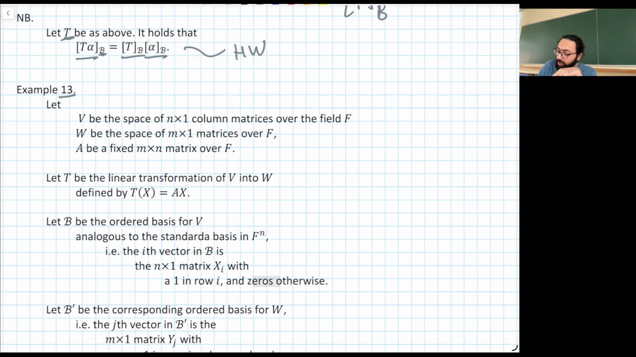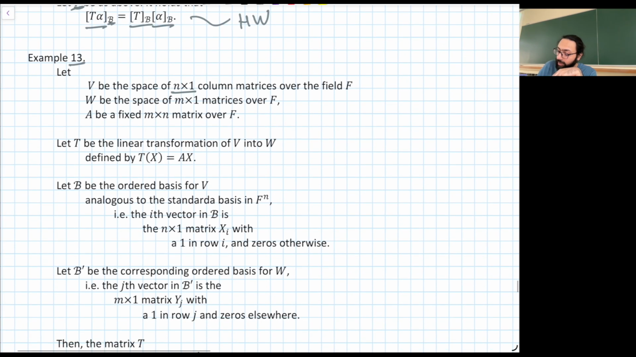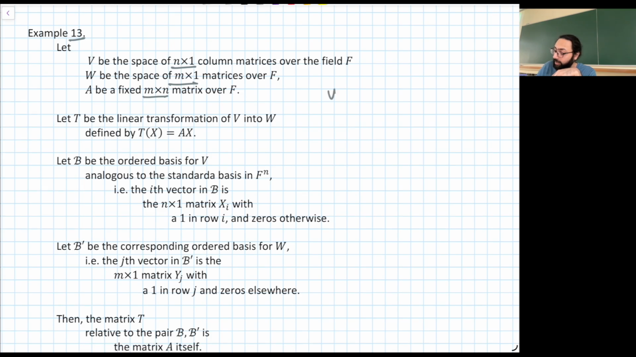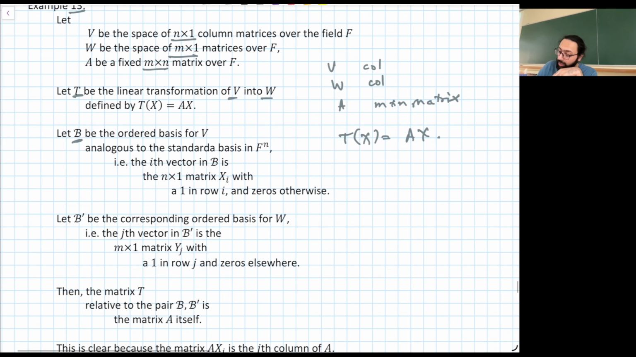Okay, so let V be the space of n cross 1 column matrices over the field F, and W be the space of m cross 1 matrices. Now fix any m cross n matrix A over F. So V, W, these are columns, and A is some fixed m cross n matrix. And now let T be the linear transformation from V to W, so T of X is defined as AX. And let B be the ordered basis for V, analogous to the standard basis.